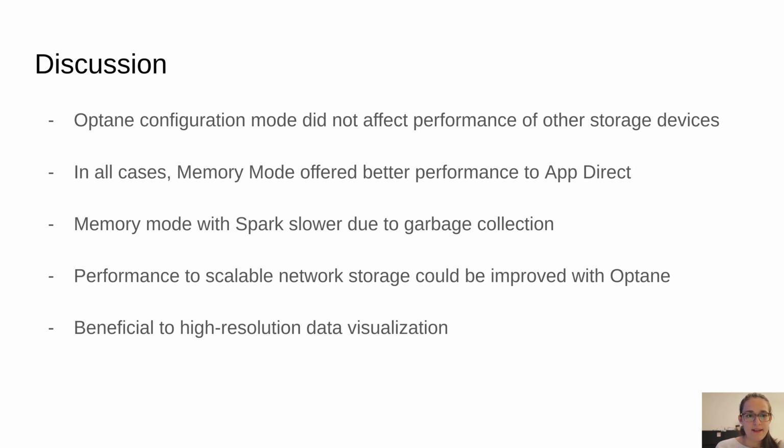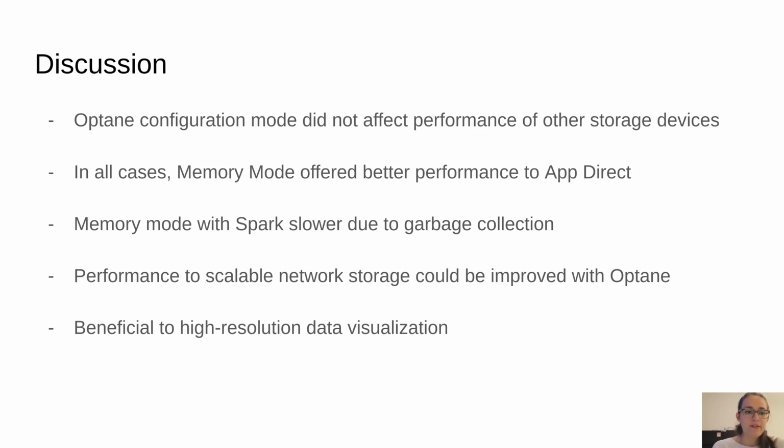We noticed that in all cases, memory mode offered better performance than AppDirect mode, and that's likely because it was using DRAM as cache. We also noticed that memory mode with Spark was slower, and that's likely due to garbage collection of objects that are stored on Optane rather than DRAM.